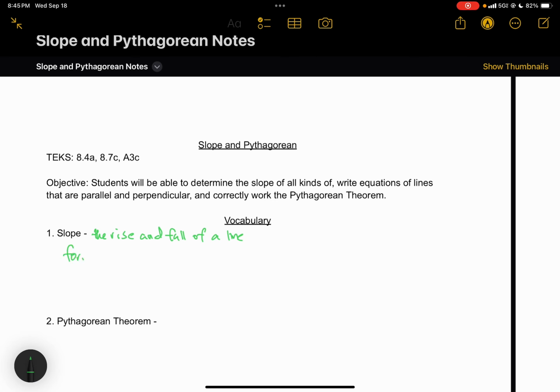There we go. Formula is going to be m equals y2 minus y1 over x2 minus x1. This is also referred to as rise over run.